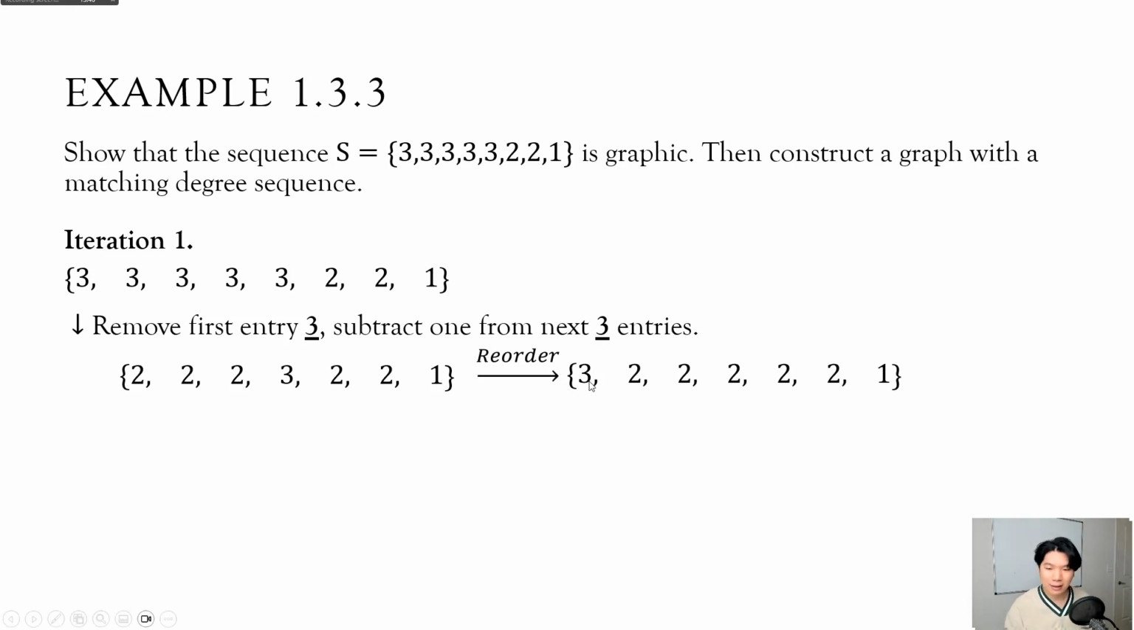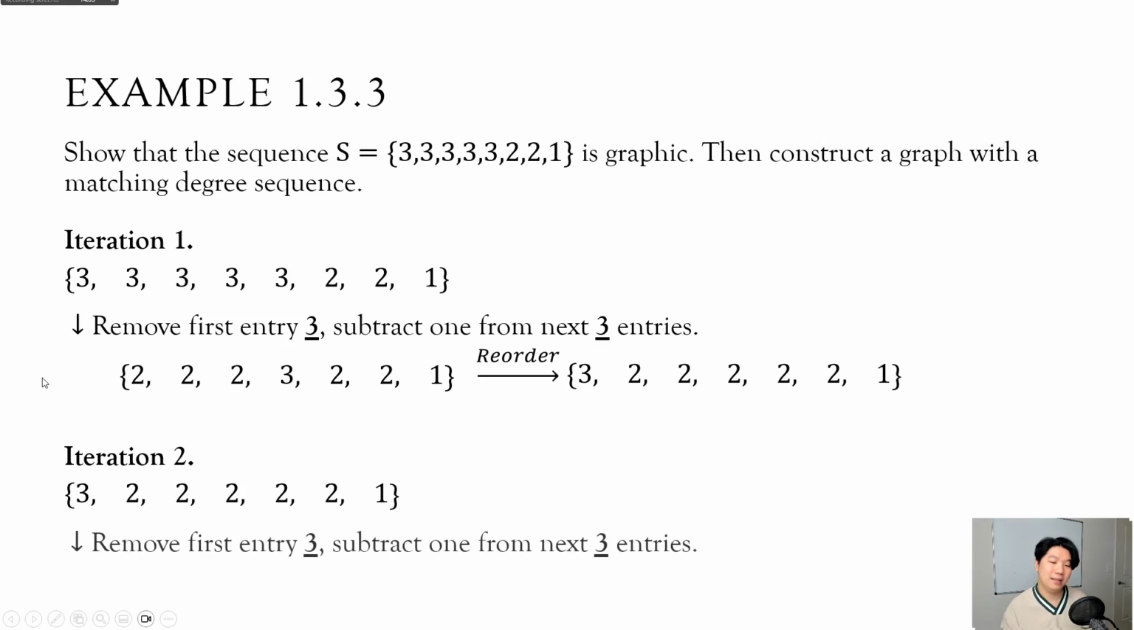So far, it's a little bit not obvious to see if this is graphic or not. We're not really sure yet. So let's apply our algorithm once more. That is, let's do iteration number 2. I have my new reduced sequence, and I'm going to follow the same pattern. I look at the largest term, in this case 3, and I delete the first entry and subtract 1 from the next 3 entries. Again, I know to subtract 1 from the next 3 entries because I deleted a 3. If I do that, I am left with 1, 1, 1, 2, 2, 1.